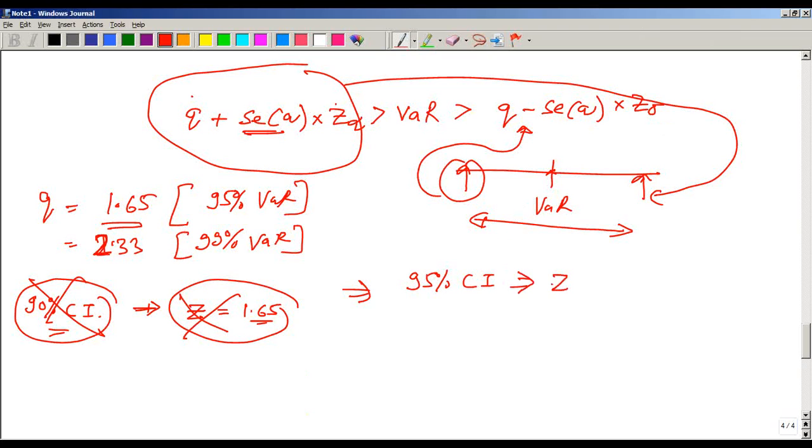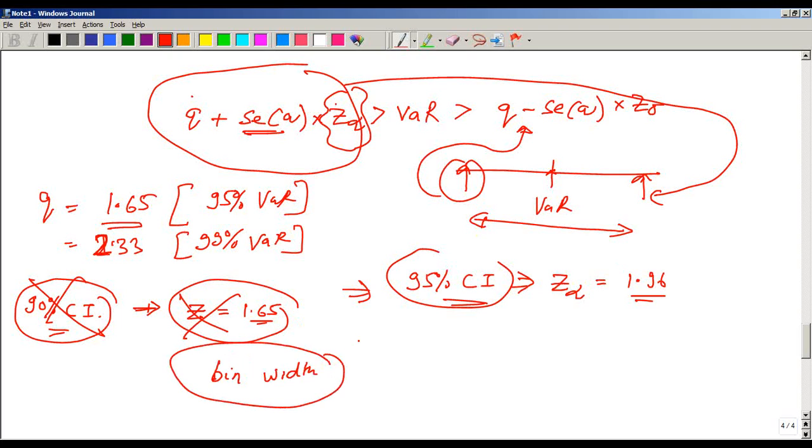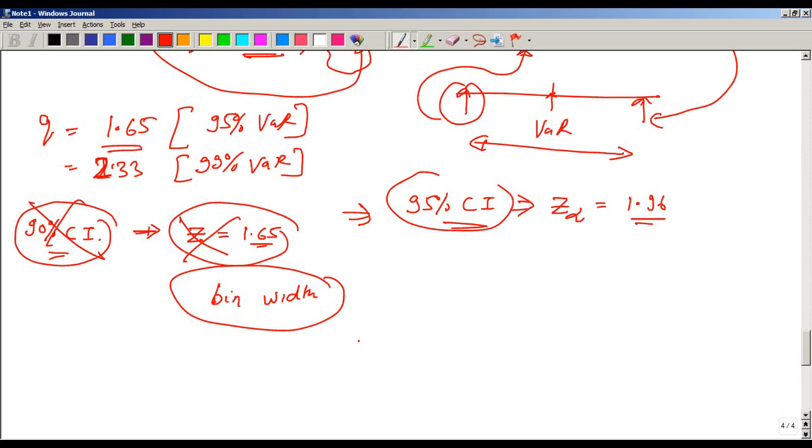In this case, what will be the value of Z alpha? It will be 1.96, right? So for 95%. This will depend on what confidence interval you want. So your Z alpha will be 1.96. Now what they are saying is you need to assume a width. This is known as a bin width. The VAR is taken at 1.65.